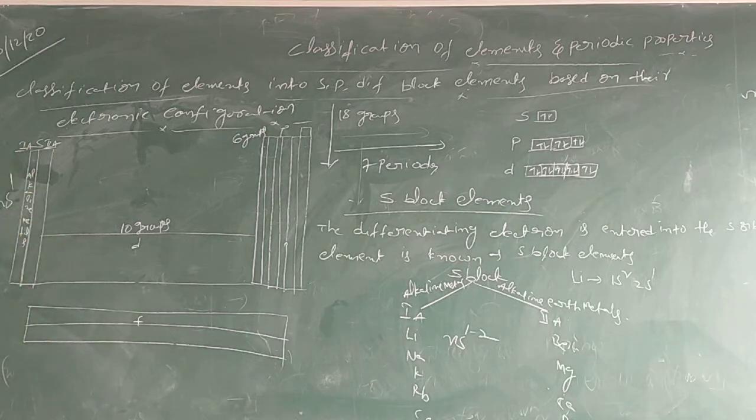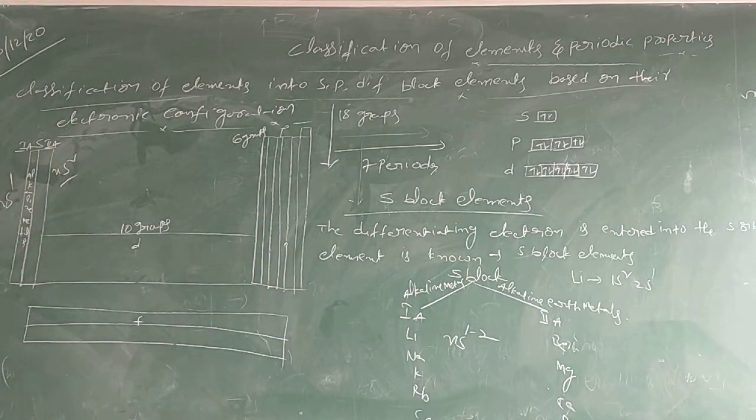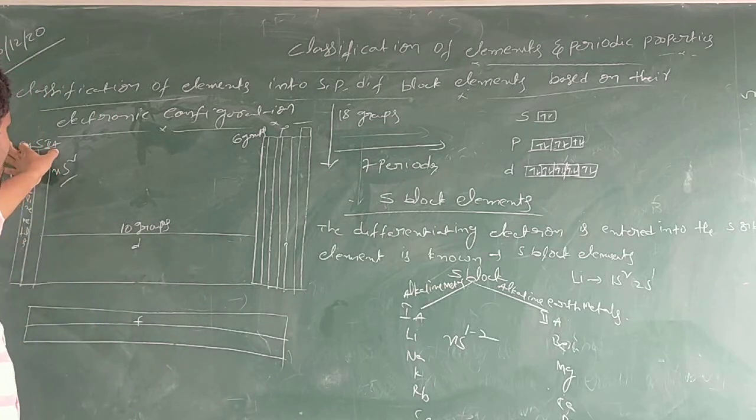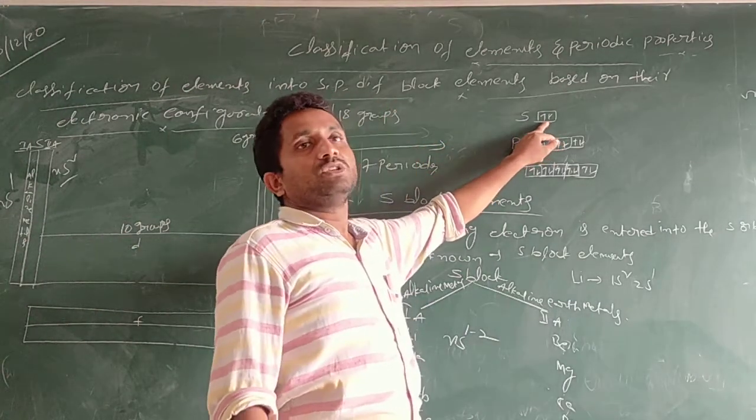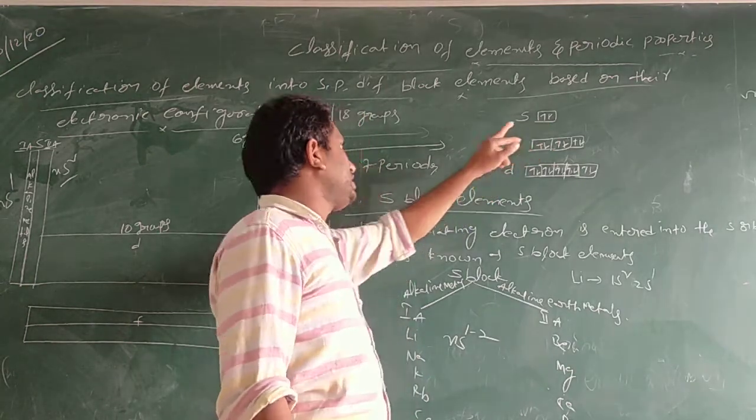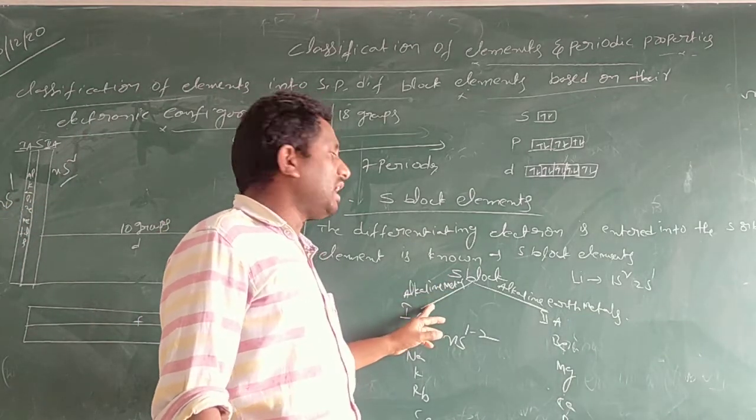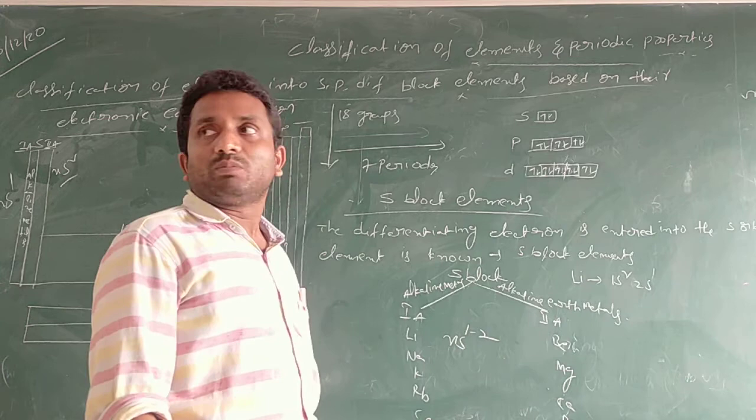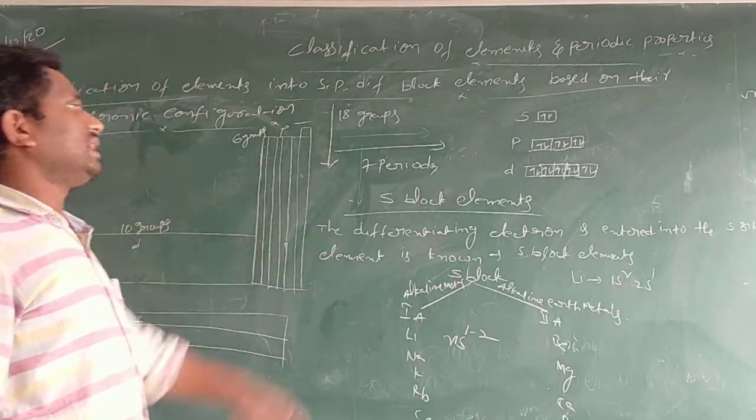What are the second group elements? The elements which have valence electronic configuration ns2 are known as second group elements. These two groups belong to the S block, because the s orbital consists of only 2 electrons. So the S block consists of only 2 groups, the first and second groups. First group elements are known as alkaline metals, and second group elements are known as alkaline earth metals. The outermost electronic configuration of the S block is ns1 and ns2.